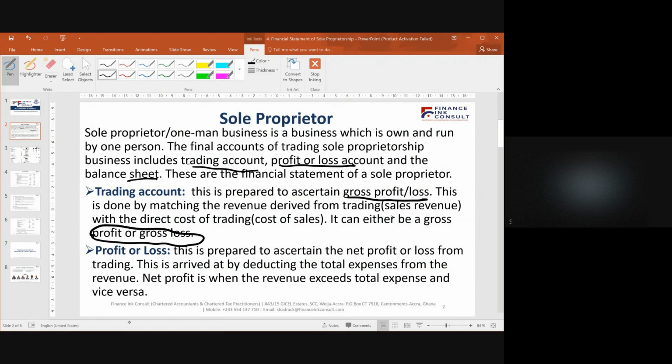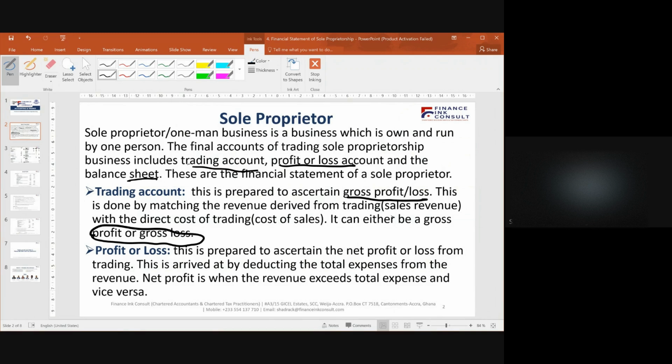Then we now move to the profit or loss section. So this is prepared by ascertaining the net profit or loss from trading. And this is arrived at by deducting the total expense from the revenue. The net profit is when the revenue exceeds total expenses and vice versa. So net loss is when your total expenses exceeds your total what?